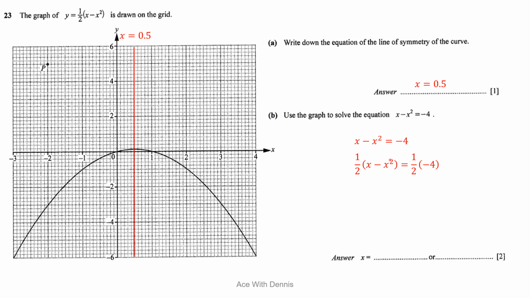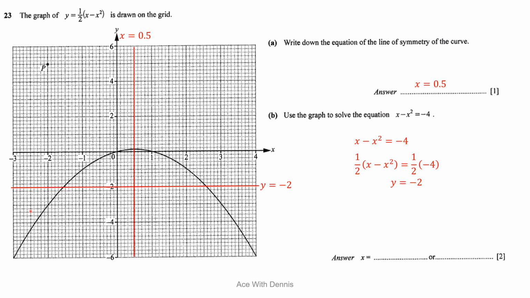So this whole thing is y. Then -4 divided by 2 is -2. Hence, y equals -2. So I will draw a horizontal line on the graph that passes through the y-axis at -2. So this horizontal line is y equals -2.